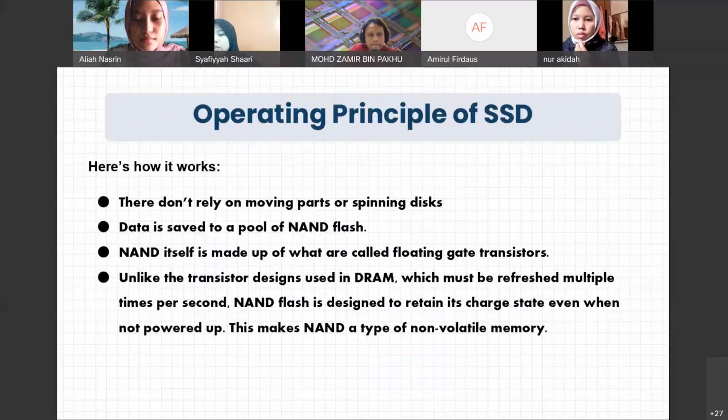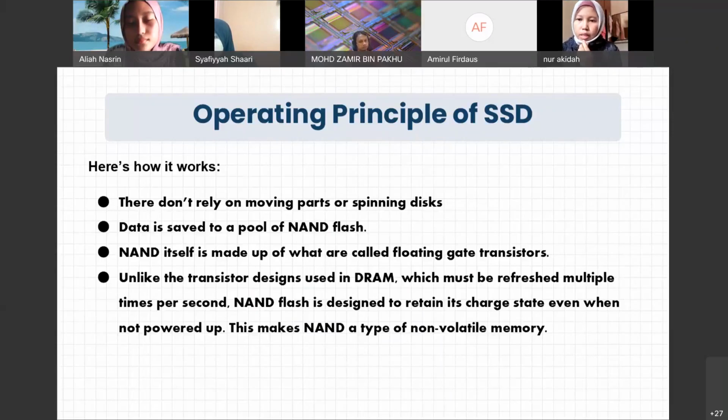Solid state drives are called that specifically because they don't rely on moving parts or spinning disks. Instead, data is saved to a pool of NAND flash. NAND itself is made up of what are called floating gate transistors. Unlike the transistor designs used in DRAM, which must be refreshed multiple times per second, NAND flash is designed to retain its charged state even when not powered up. And this makes NAND a type of non-volatile memory.